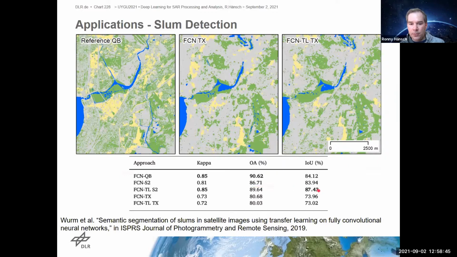So the best approach was with Sentinel-2. But even for SAR, so going from optical imagery to SAR, still worked to some extent. You have a decrease in performance, but not as much as you would expect.